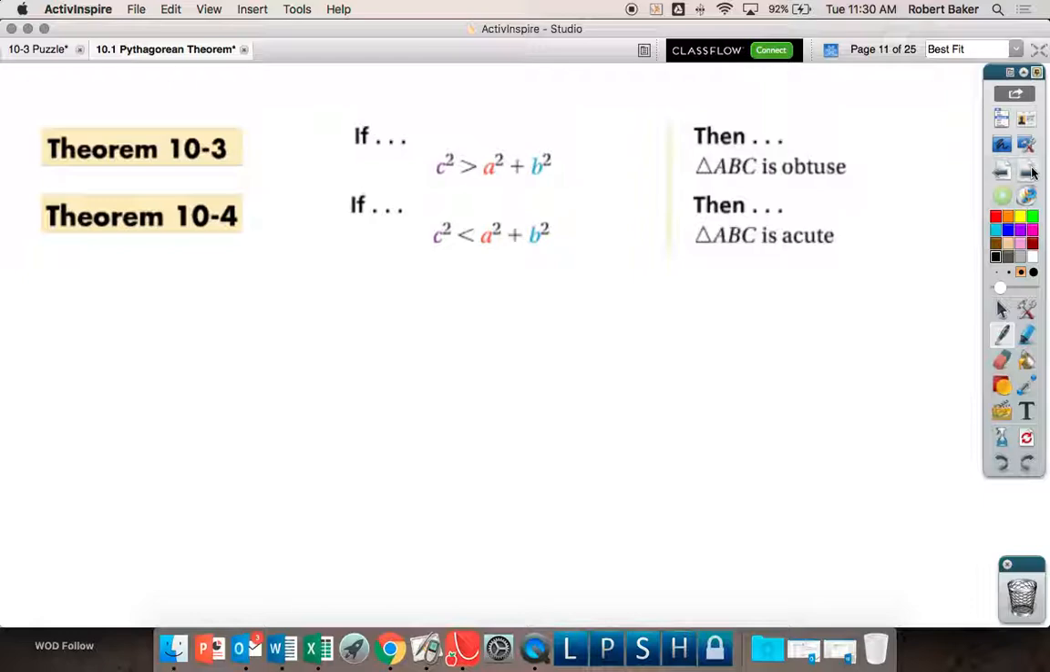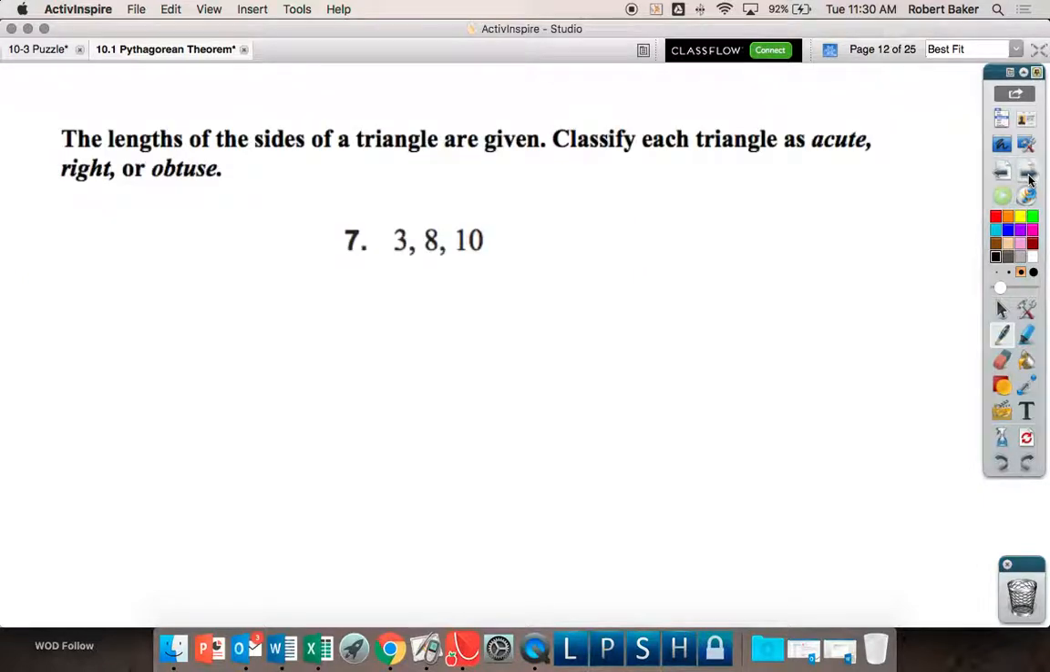Okay? So this one's not solving for anything. You have to have all 3 numbers. You just have to make sure you're using the right number for the right assignment. So the big thing here is which one is C? 10. 10 squared is what? 100. Now we have to figure out what is 3 squared plus 8 squared. Your calculator can do that for you.